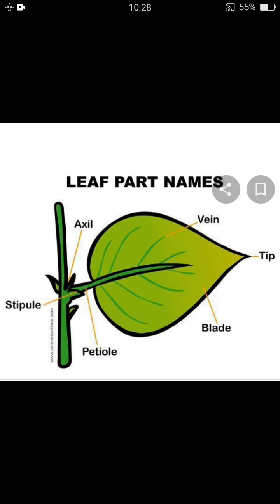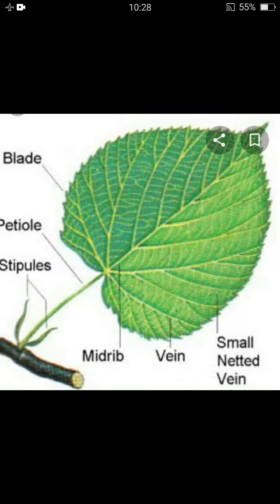They are the most important vegetative organs for photosynthesis. Leaves are the most important vegetative organs of photosynthesis. Hence the leaf is called the kitchen of the plant.